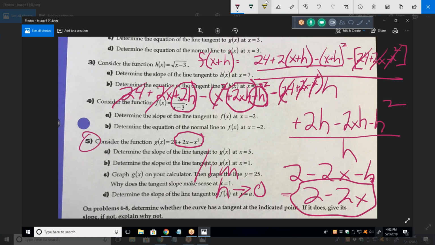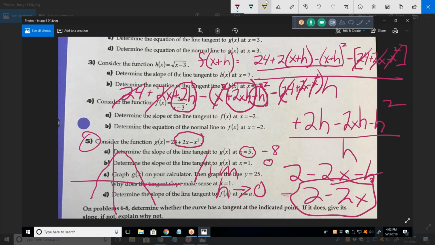Yeah. So here's my function, 2 minus 2x. Well, I can evaluate that at x equal 5 really easily. That's equal to minus 8. That's the slope. At x equal 1, it's equal to 0. A 0 slope is a horizontal line. Graph that on your calculator. It's going to be a parabola that looks something like that. Okay?